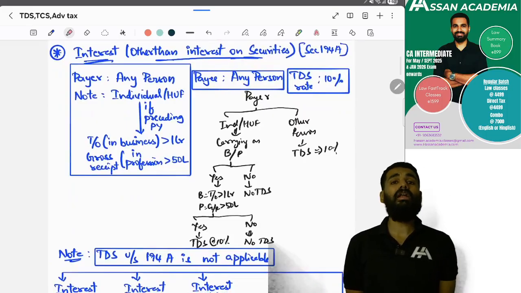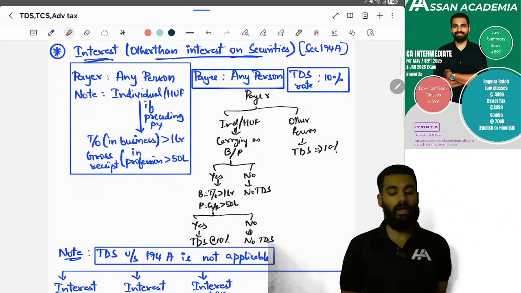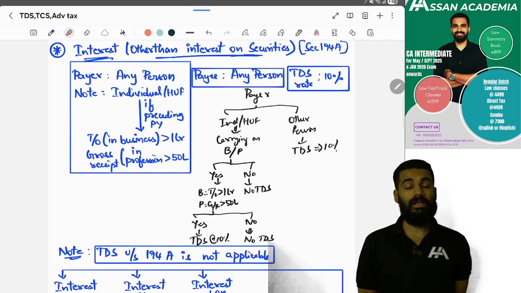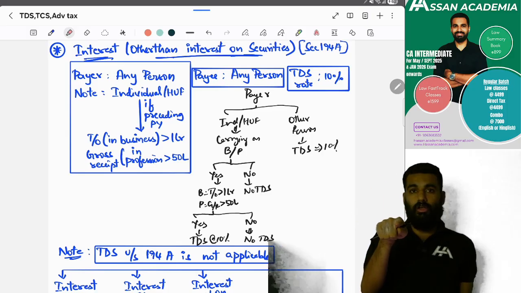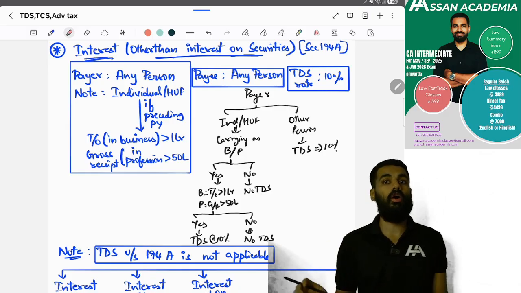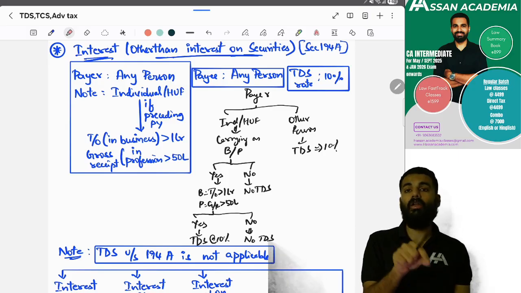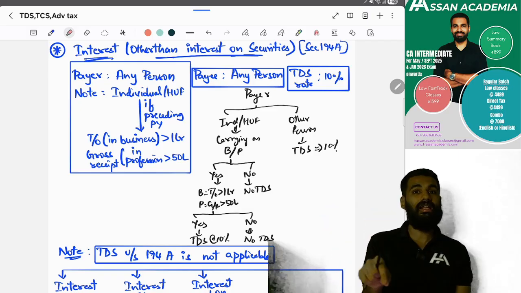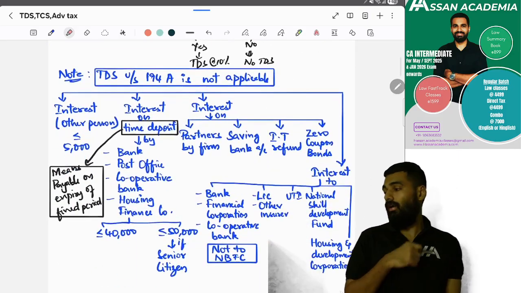Next, interest on securities we saw in section 193. Interest other than interest on securities is section 194A. So the payee is any resident person, but if the payer is an individual or HUF, then in the preceding previous year, the turnover should be more than 1 crore, or in case of profession, gross receipt should be more than 50 lakhs. If this payer is making a payment to any person regarding interest other than interest on securities, then TDS of 10% will be deducted. Yes or no? Yes.